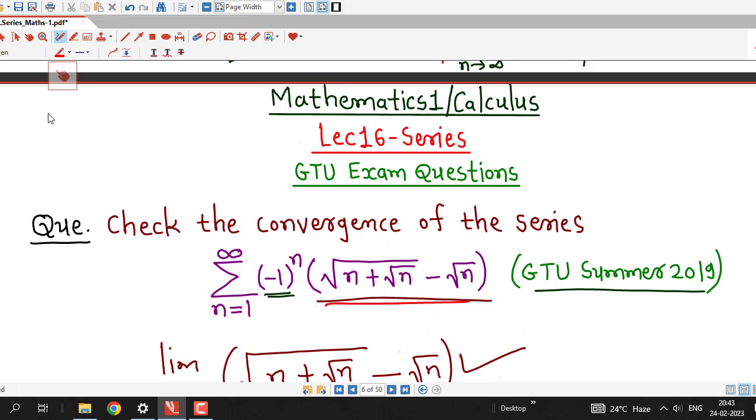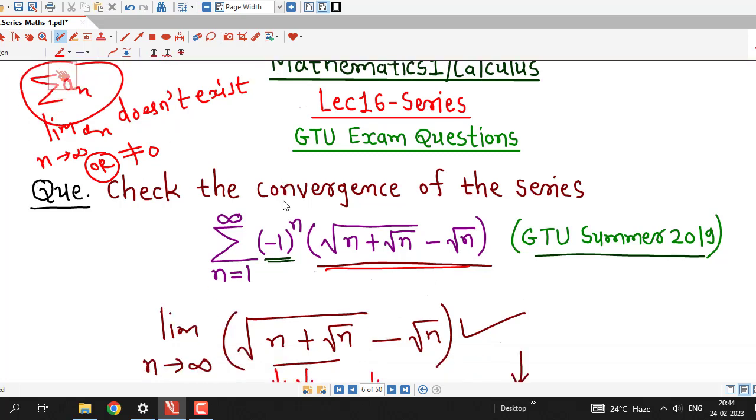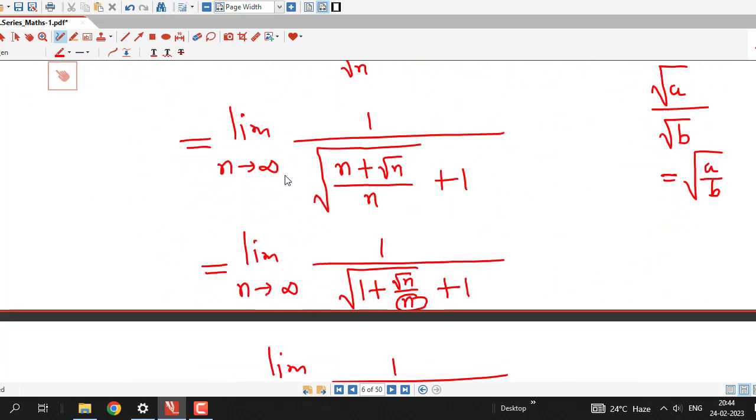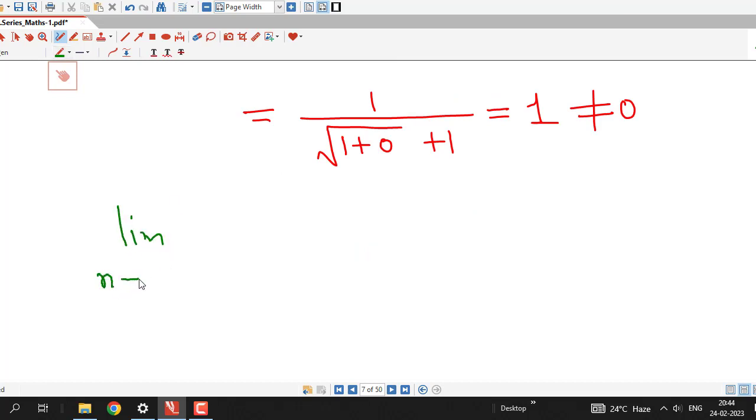If you remember the nth term test for divergence, suppose I have some series sigma a_n, and if I find out the limit of the nth term of the series, and if that limit does not exist or the limit is non-zero, different from 0, then we can say that the given series is divergent. So here we can apply that nth term test for divergence, and for that I have to find out the limit of the nth term of the given series.